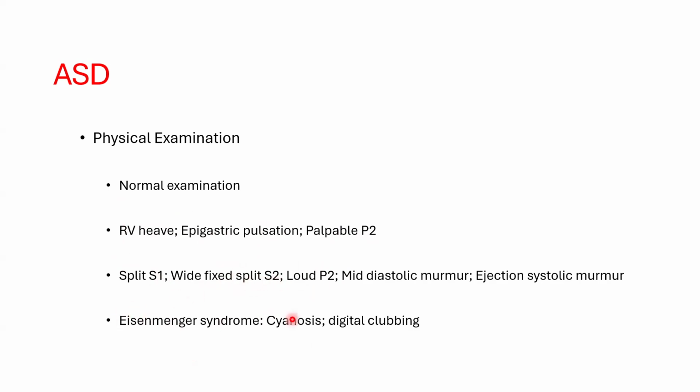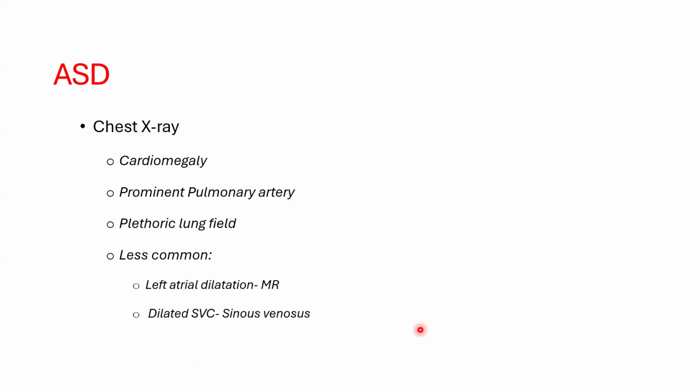In the case of Eisenmenger, you may have cyanosis and digital clubbing. Chest X-ray may also be normal, but you may have cardiomegaly. You may also have a prominent pulmonary artery when the shunt is significant, with plethoric lung fields. Less commonly, you may have left atrial dilatation when you have a primum ASD that is associated with a cleft in the anterior mitral valve leaflet, which leads to severe mitral valve regurgitation. In that case, your left atrium may also be dilated.